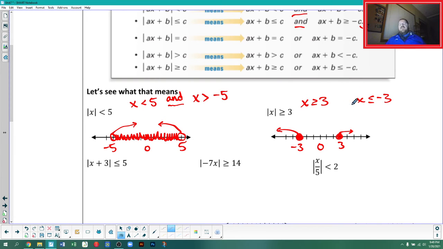Since this is a pretty general, pretty standard problem, we want that to be an "or." And so when it's an "and," you shade where they're both true. When it's an "or," you shade where either of them are true. And so this one's true here, so we shade that. This one's true over here, so we also shade that.